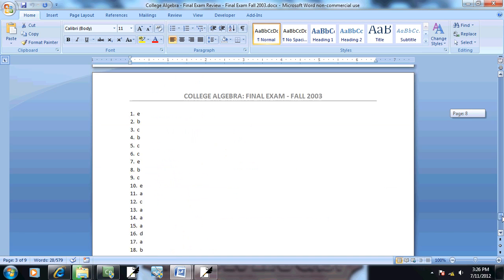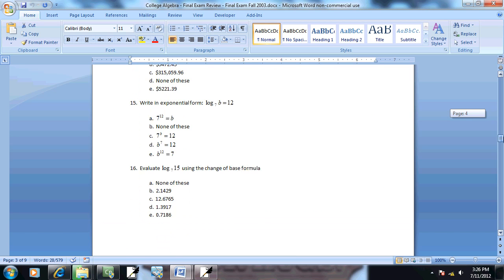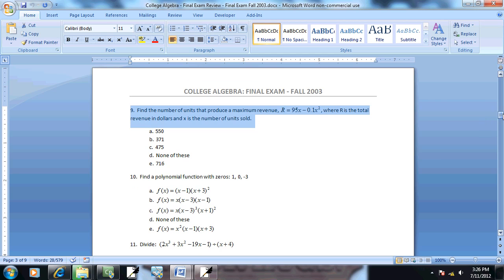9C. Now again, checks. Now what told me to use that was the fact that they were asking for a maximum and they were giving me a quadratic. That's why I knew it was a word problem dealing with the quadratic vertex formula.